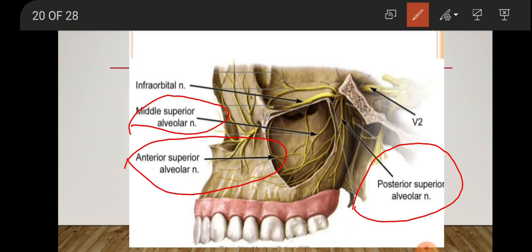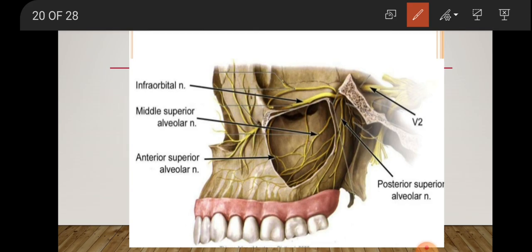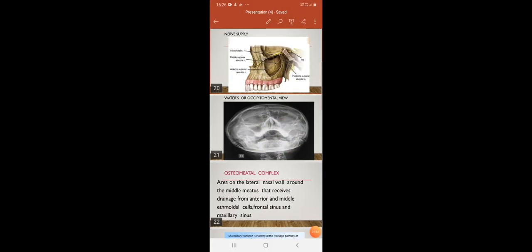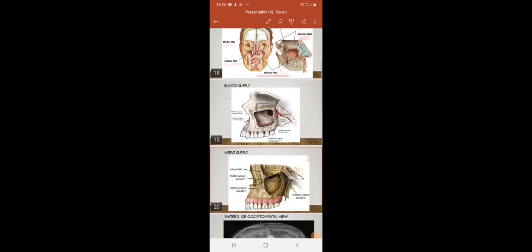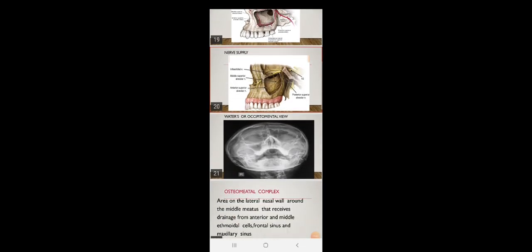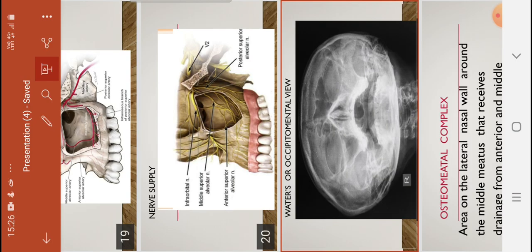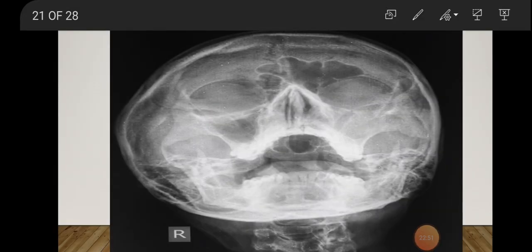So all these innervate this maxillary air sinus. Okay, so infraorbital nerve, posterior superior alveolar nerve, middle superior alveolar nerve, and anterior superior alveolar nerve. So these are the nerves which innervate this maxillary air sinus.